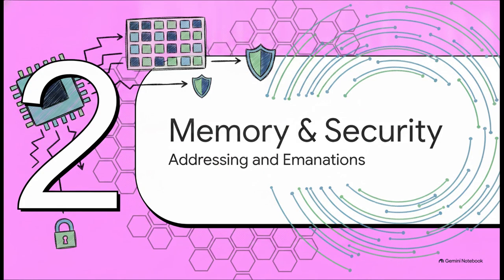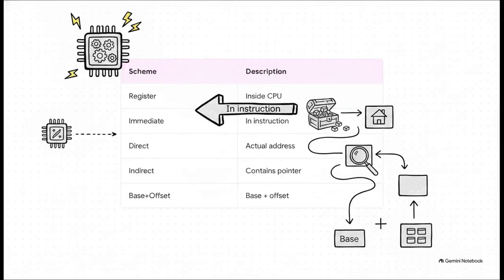Moving on to Section 2, Memory Types and Security. Now that we understand how the CPU executes code, let's see how it accesses and secures the data it needs to process. There are 5 core memory addressing schemes you really need to categorize for the test. Register addressing, that's lightning fast because it happens right inside the CPU's arithmetic logic unit. Immediate addressing requires no memory lookup at all because the data is hard-coded right there in the instruction. Direct, indirect, and base plus offset all involve actually going out to find the memory location.